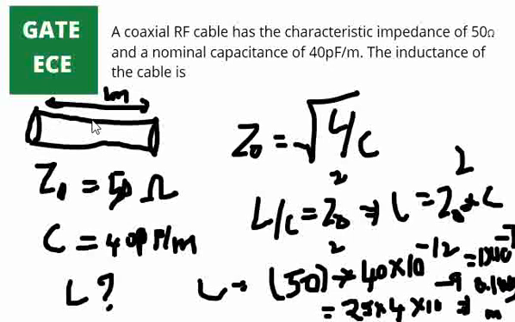So for any coaxial cable, if the inductance and capacitance are given, the characteristic impedance can be calculated using this formula, and any question in this category can be solved this way. Thank you.